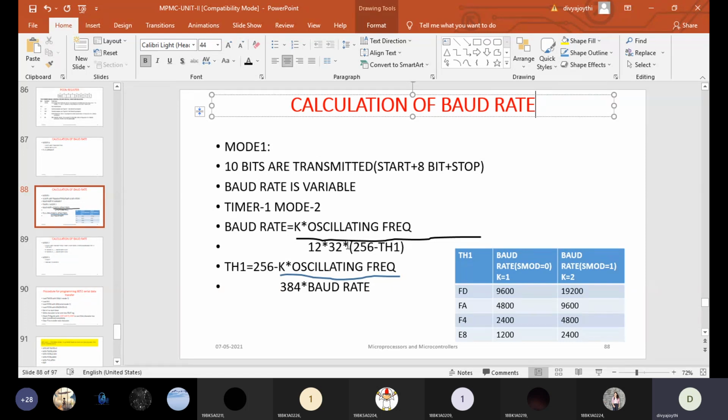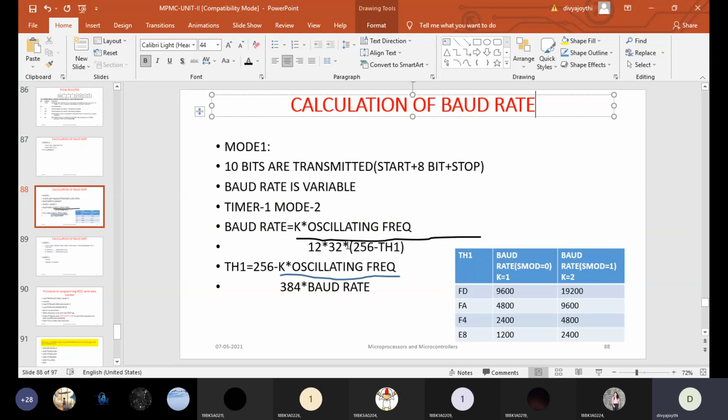And a very important thing with serial communication is that here timer 1 is the default selected timer. We have two timers that the 8051 supports, timer 0 and timer 1. But for serial communication, the default timer that we need to use is timer 1, and it should be operated only in mode 2. Here the mode I am talking about is with reference to the timer. Timer will also operate in 4 modes: mode 0, mode 1, mode 2 and mode 3.